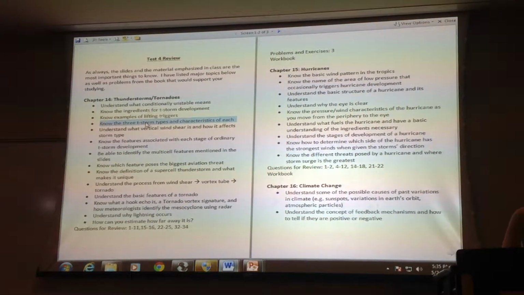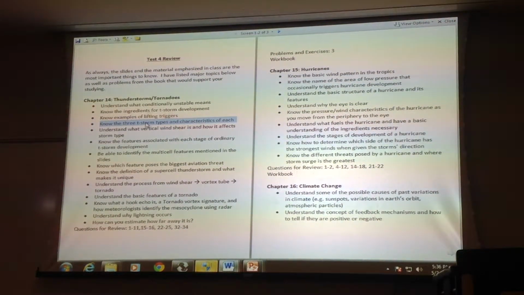Understand the three thunderstorm types and characteristics of each. Do y'all remember the names of the three thunderstorm types? The first one I would always feel sad for because it was just called what? Kind of boring that it was called, remember? Ordinary. Oh, yeah. First type was ordinary. The second type is multi-cell, and the third is the supercell. So you have three types.